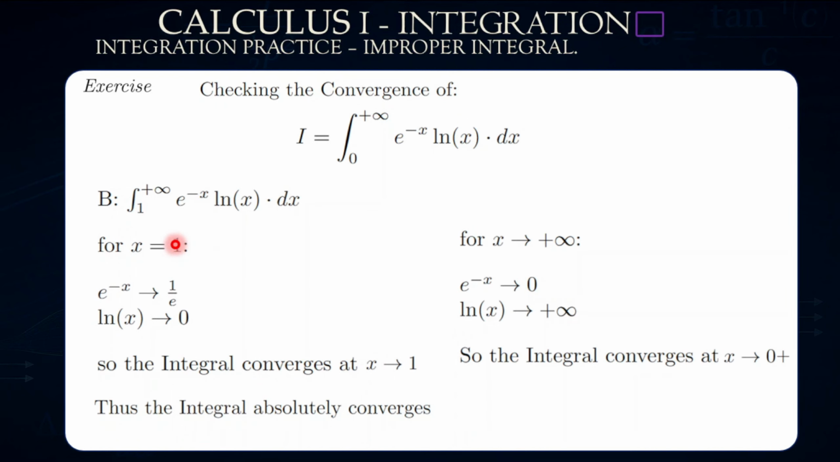For the second part, which is B, for x equal to 1, again you have e to the power of minus x goes to 1 divided by e, and ln 1 goes to 0. So the integral converges at x equal 1. Now, for x goes to plus infinity, you have e to the power of minus infinity equal to 0, but ln x goes to plus infinity. So e to the power of minus infinity goes to 0, multiplied by plus infinity, it goes to 0. So the integral converges at x goes to 0 plus, at x goes to 1. Thus the integral absolutely converges.